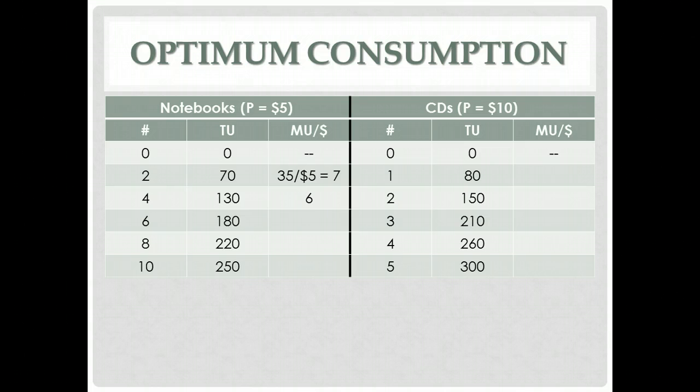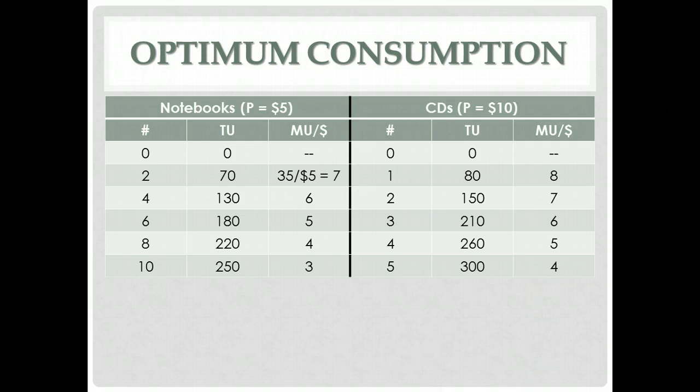If I go to 6 notebooks, the marginal utility then is 50. So it's 25 utils per notebook divided by $5 tells me I get 5 utils per dollar spent, and I could go on down from there. And if I look at CDs, it's the same thing. The first CD brings me 80 utils. That's a marginal utility of 80 divided by the price $10 gives me 8 utils per dollar spent. If I go to the second CD, I have a marginal utility of 70 divided by $10 tells me the second CD is 7 utils per dollar spent, and I can work my way down from there.